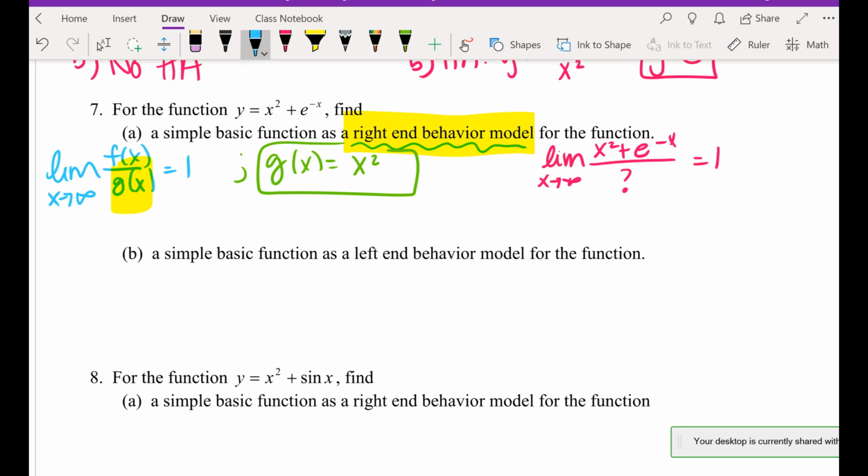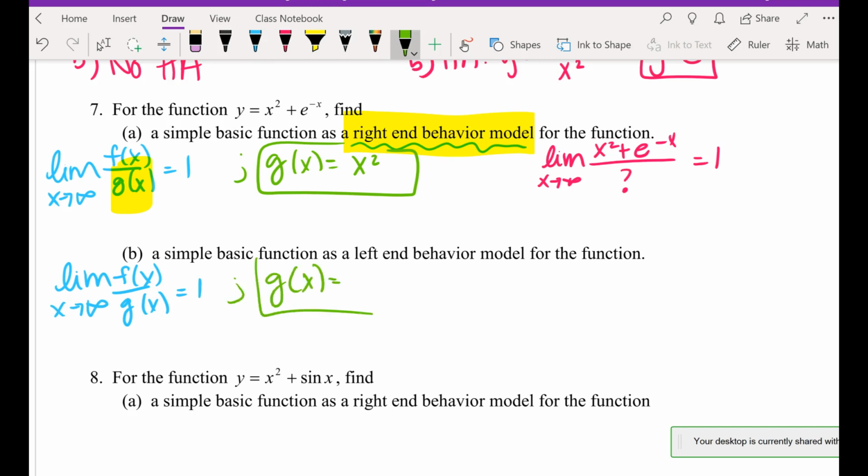Similarly, for the left end behavior model, what's the theorem? Limit? That's right. Okay. So again, we're looking for what? f of x or g of x? g of x, right? Okay, equal to something. Is it the same? Is it x squared still? Yes or no? Okay, so this one, we're looking for x approaching positive 1,000 or negative 1,000? Negative 1,000, okay.